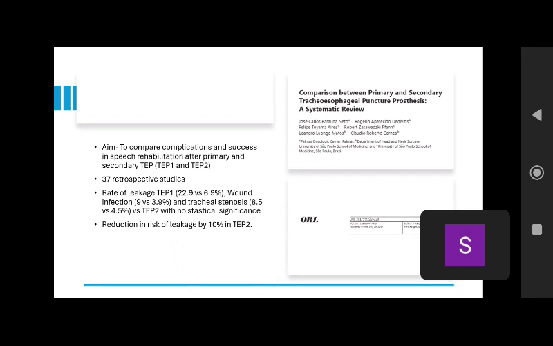They said that if you do a primary TEP, the rate of leakage was high, 22% versus 6%. Wound infection was high, 9 versus 3%, and tracheal stenosis was 8 versus 4.5% when compared with a secondary TEP. But these numbers do not reach any statistical significance. But the authors have concluded that there is a reduction in risk of leakage by around 10% if you do a secondary TEP, but this is not statistically significant. This is one study in 2017.